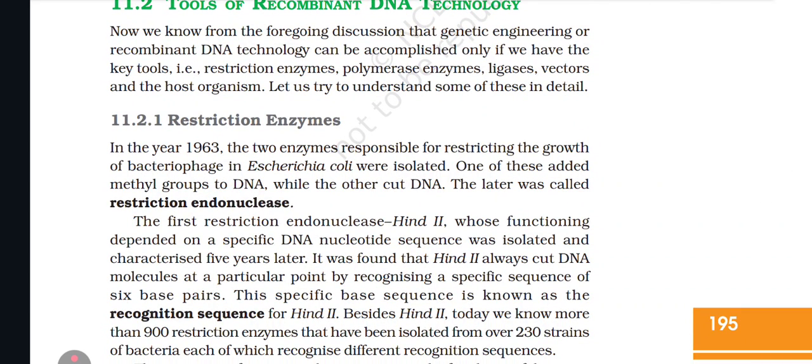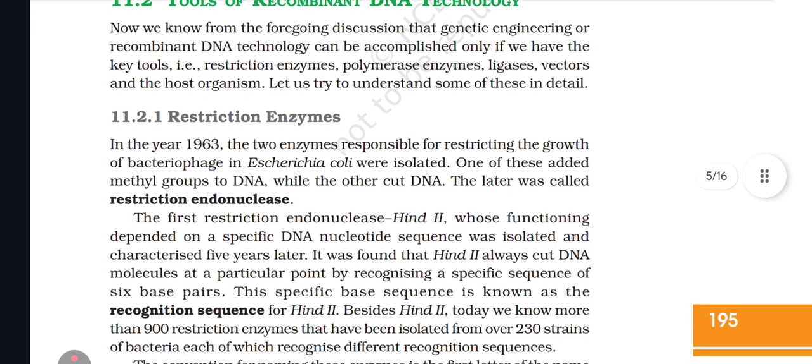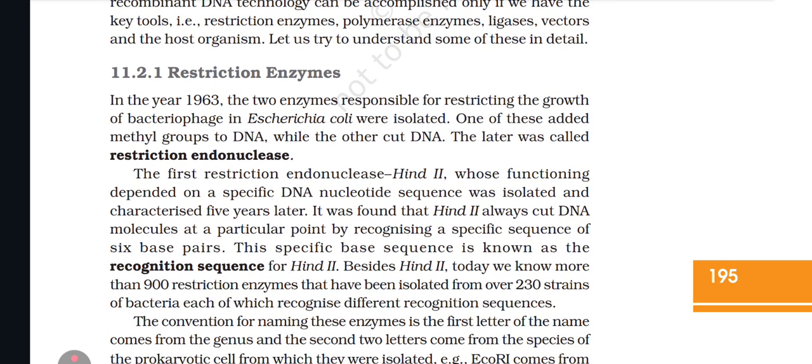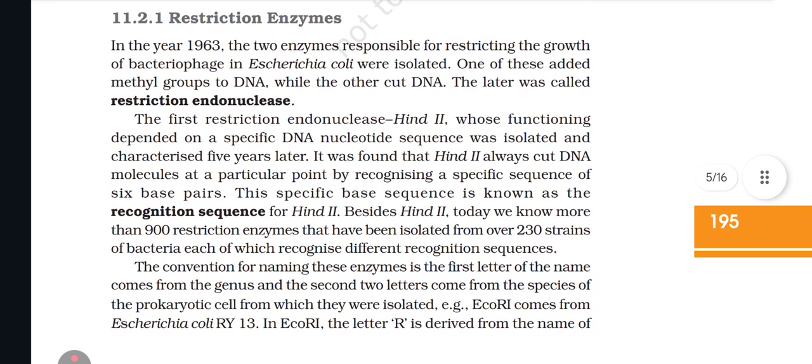Restriction enzymes. In the year 1963, the two enzymes responsible for restricting the growth of bacteriophage in Escherichia coli were isolated. One of these added a methyl group to the DNA while the other cut DNA. The latter was called restriction endonuclease. The first restriction endonuclease, Hind II, whose functioning depended on a specific DNA nucleotide sequence, was isolated and characterized 5 years later. It was found that Hind II always cut DNA molecules at a particular point by recognizing a specific sequence of 6 base pairs. This specific base sequence is known as the recognition sequence for Hind II.